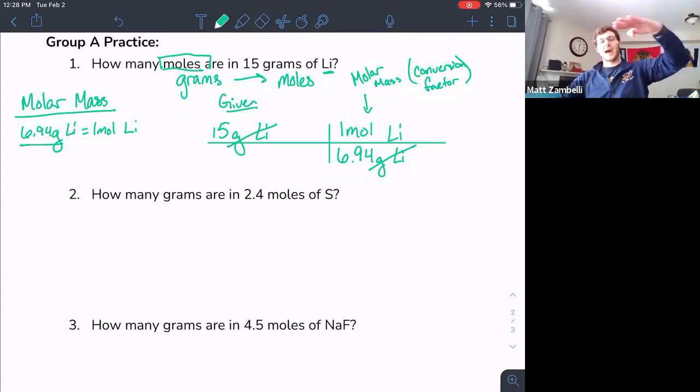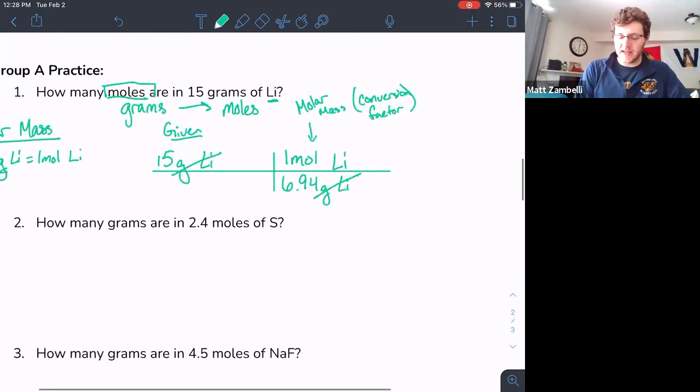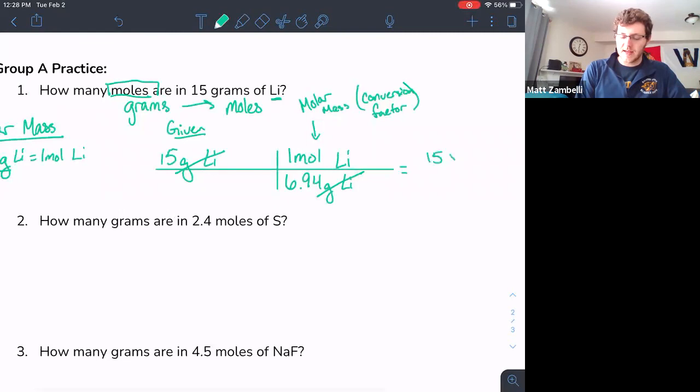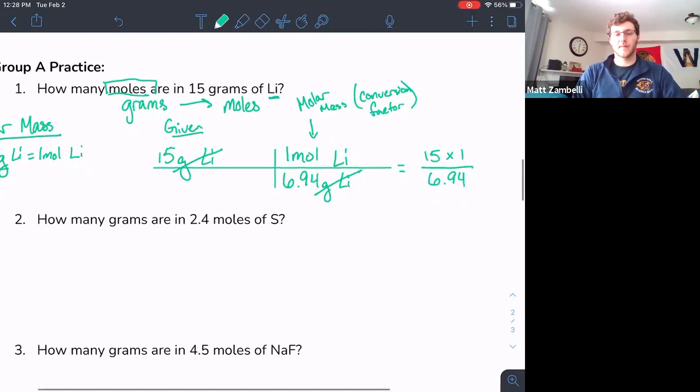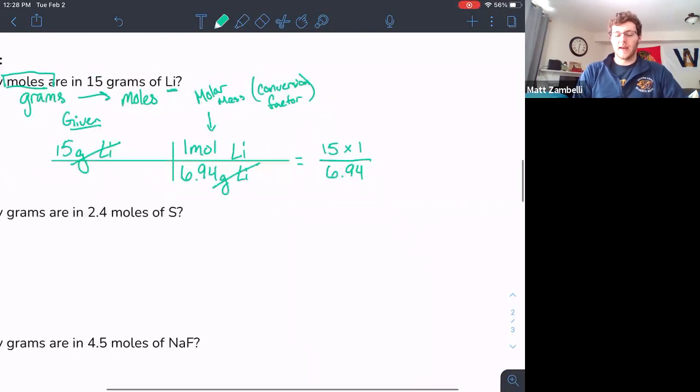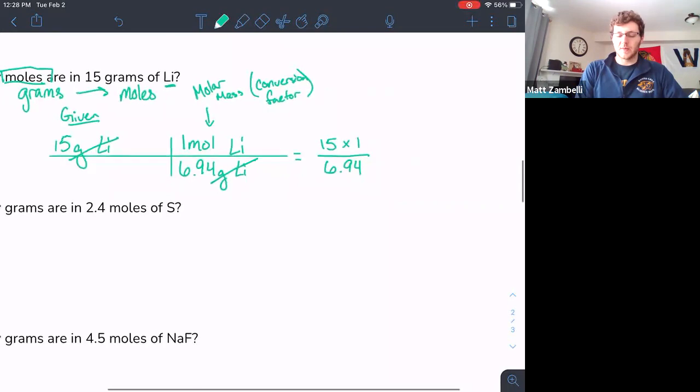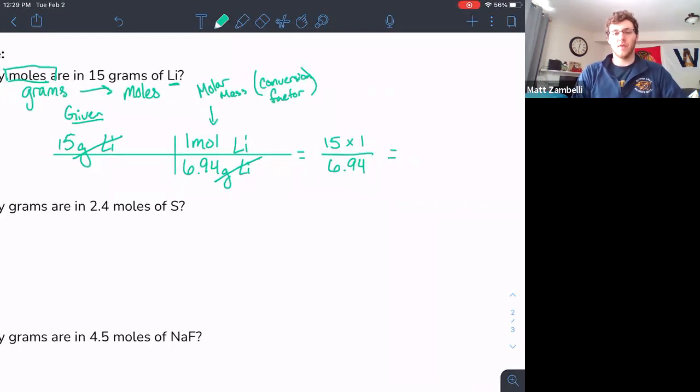So if one of them's on top and one of them's on the bottom, they're going to cancel out with each other. And so we're going to be left with just these units of lithium or moles of lithium. And now our last two steps is to multiply everything on top together. So we're going to take our 15 times 1 and divide it by 6.94. And what do we get for our answer when we do 15 times 1 divided by 6.94?